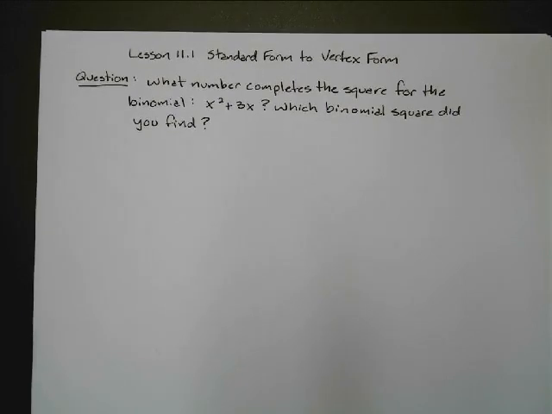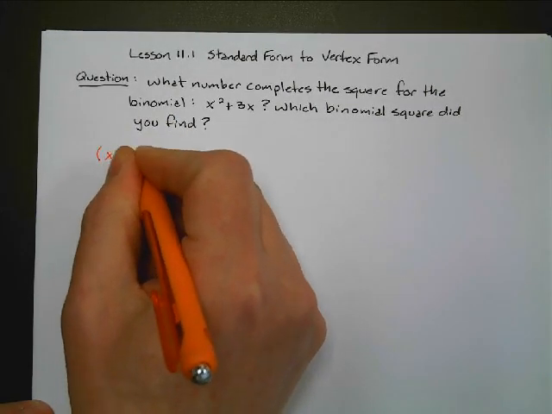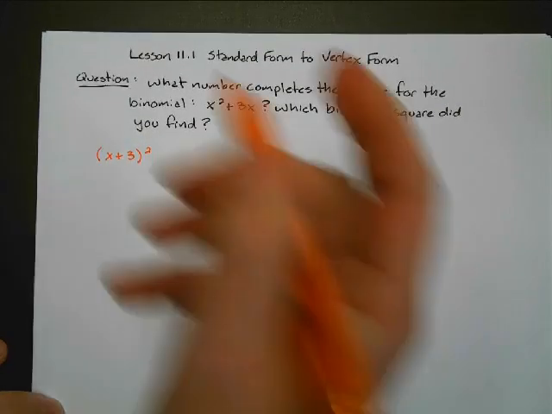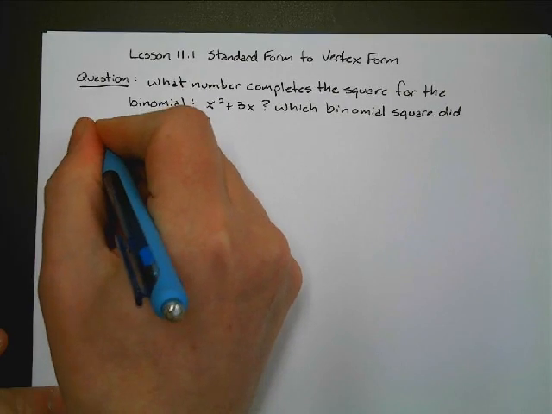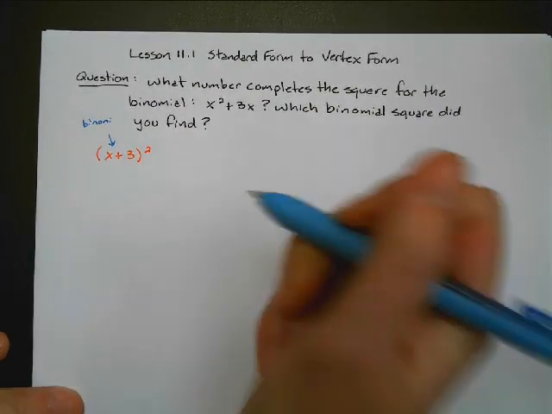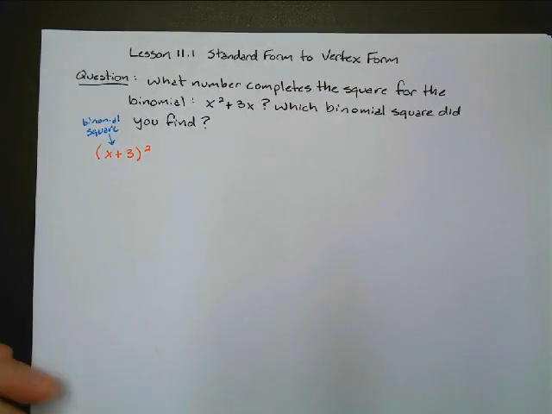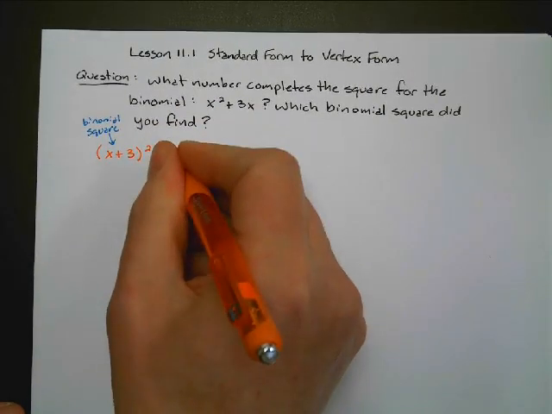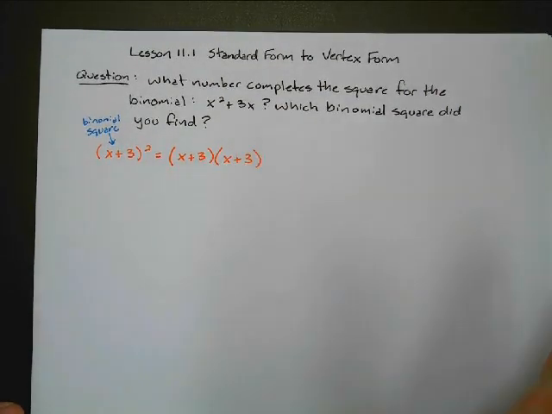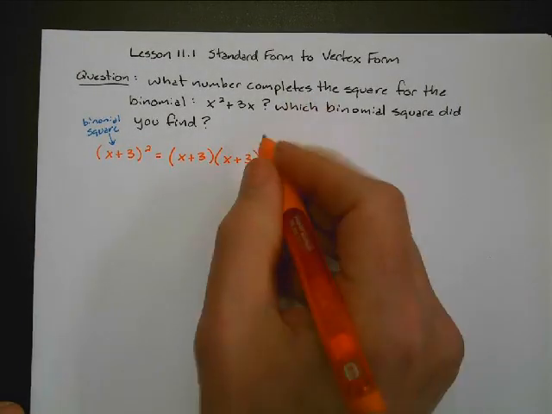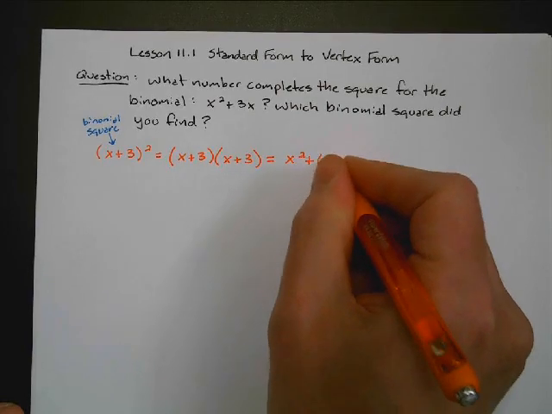A couple units ago, we noticed that when we were multiplying binomials and we had problems that said x plus 3 squared, this is what we called a binomial square. What we noticed is we were not allowed to just multiply x times x and 3 times 3. The answer was not x squared plus 9. We said 2 units ago that this was the same thing as x plus 3 times x plus 3. And if we just answered x squared plus 9, we noticed that we were actually missing a term. The actual answer should be x squared plus 6x plus 9.